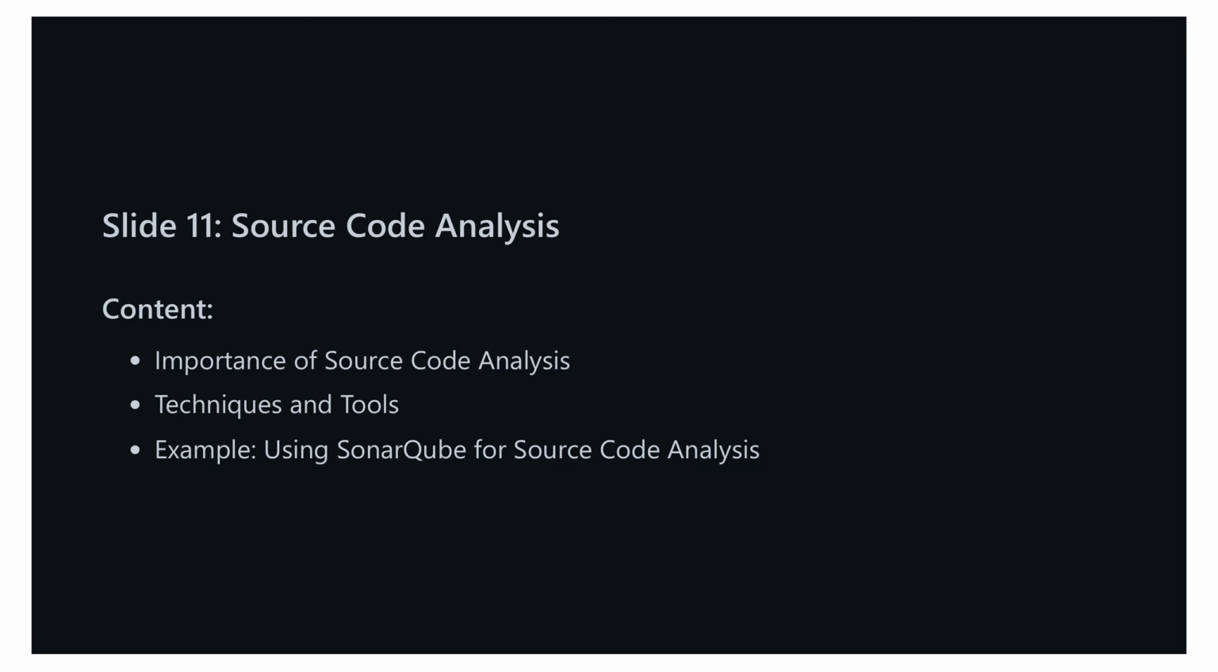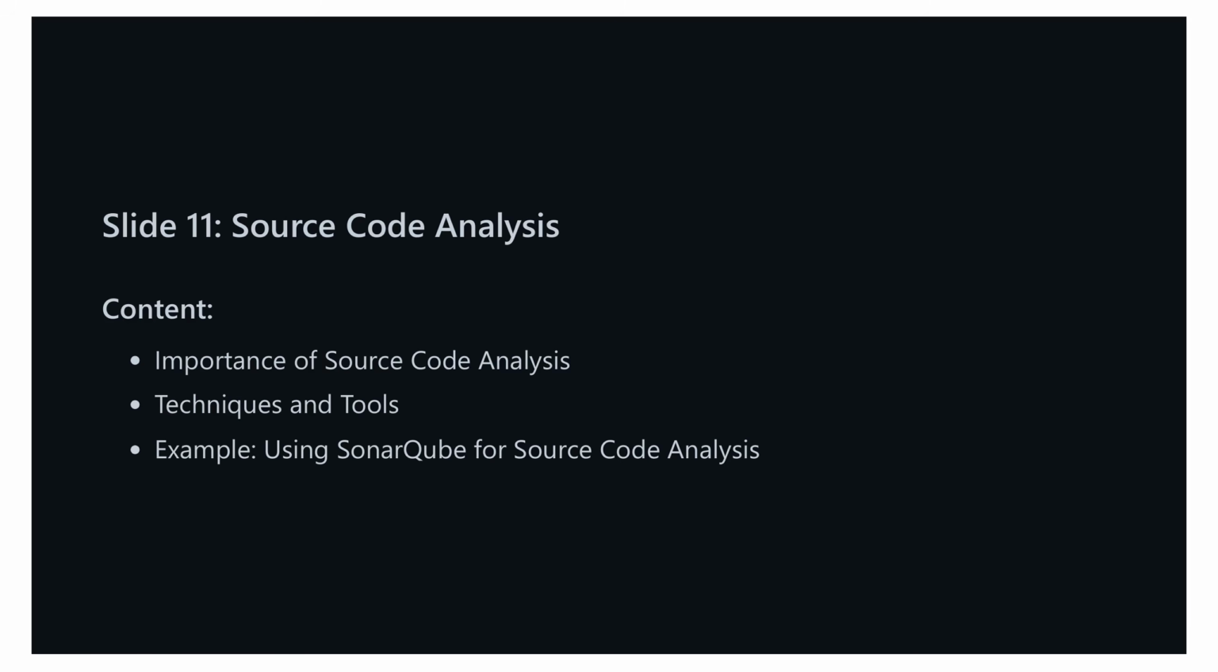Stay tuned. On this slide, we're moving on to source code analysis. Just as with infrastructure as code (IaC) scanning, analyzing your source code is crucial for identifying vulnerabilities and ensuring the security and quality of your applications. The importance of source code analysis lies in its ability to uncover potential bugs, security vulnerabilities, and code quality issues early in the development cycle. By doing so, you can address these issues before they make it into production, which can save time, reduce costs, and maintain the integrity of your software.